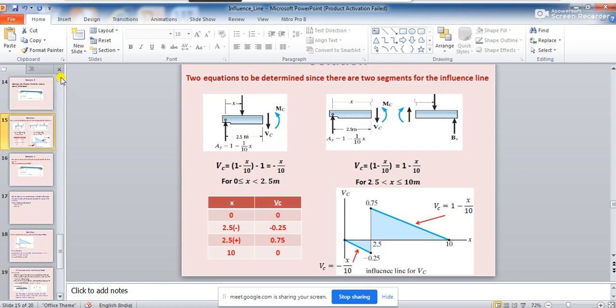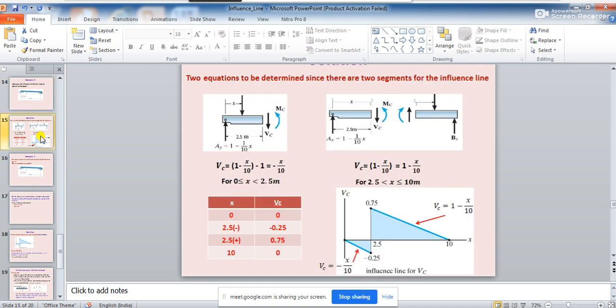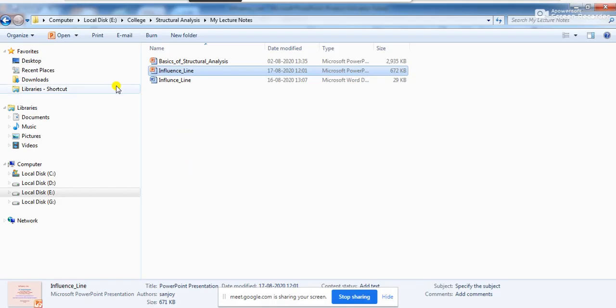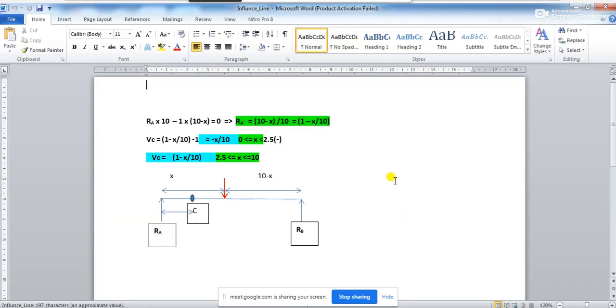In the previous class we were at the point of constructing the influence line for the shear force at point C of the beam. That's what we started discussing. Then we saw the equations for the shear force just left of C and just right of C, which we derived yesterday.